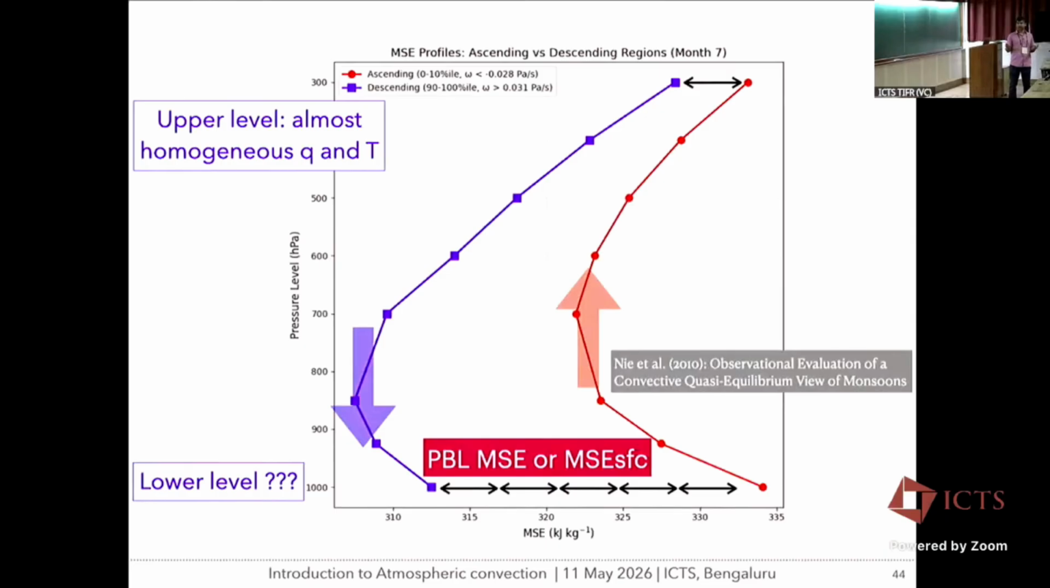And there is a nice paper by et al. 2010 on the convective quasi-equilibrium view of monsoon. The introduction part of this paper is very nice actually. Almost whatever I said, you can get a good idea of that. And they have written it very nicely, why the surface moist static energy can be related very well with precipitation or used to look at monsoon.